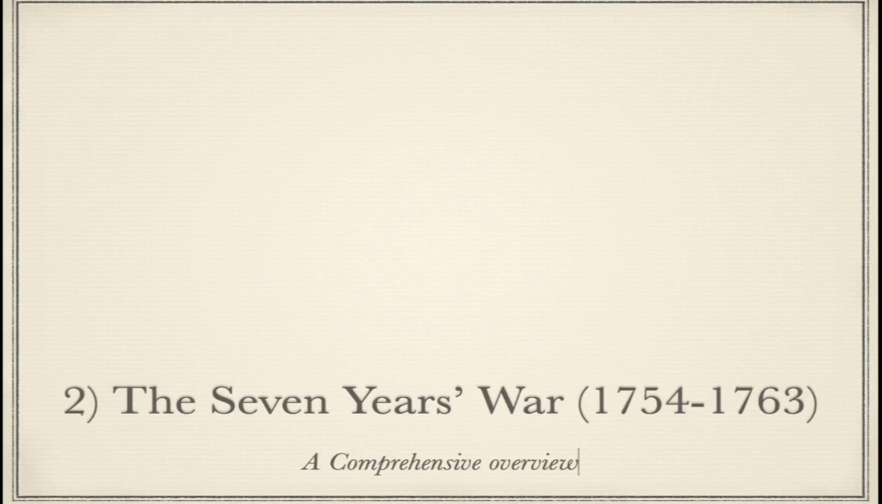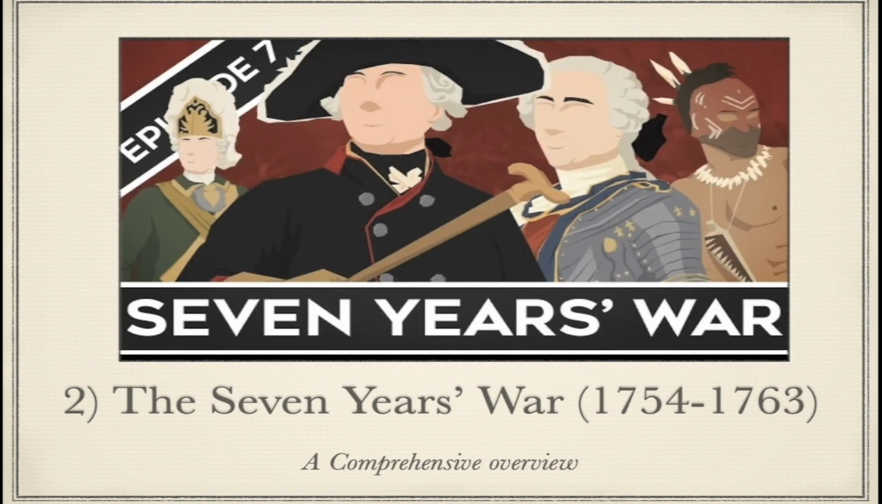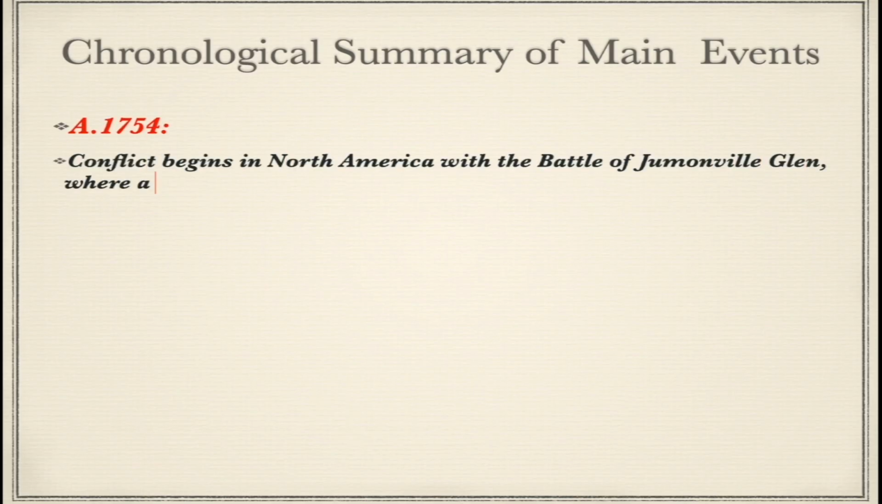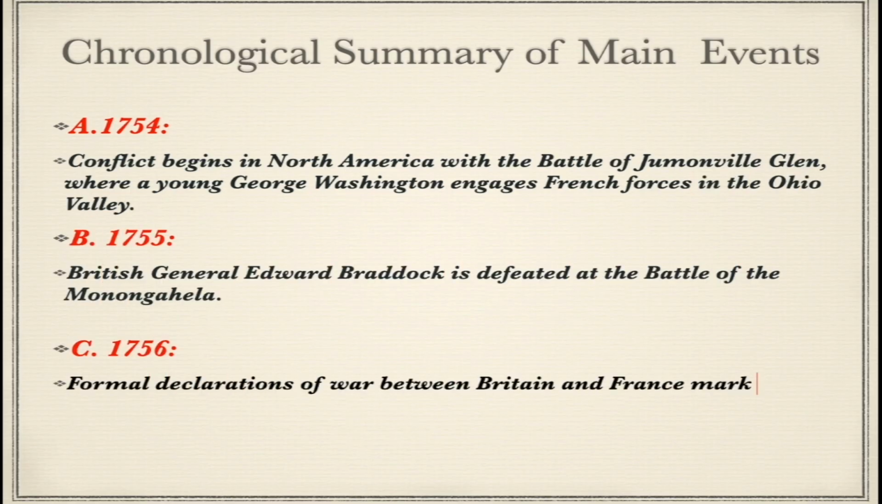Two. The Seven Years' War, from 1754 to 1763, a comprehensive overview. Chronological summary of main events. A. 1754. Conflict begins in North America with the Battle of Jumonville Glen, where a young George Washington engages French forces in the Ohio Valley. B. 1755. British General Edward Braddock is defeated at the Battle of the Monongahela.